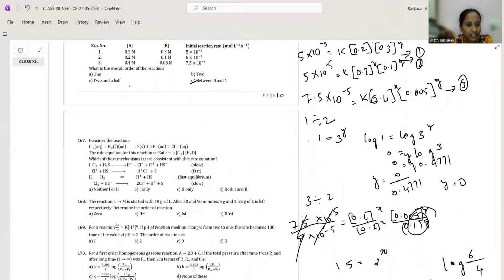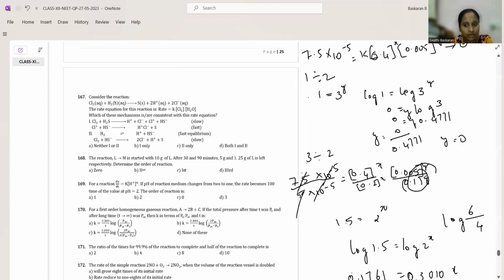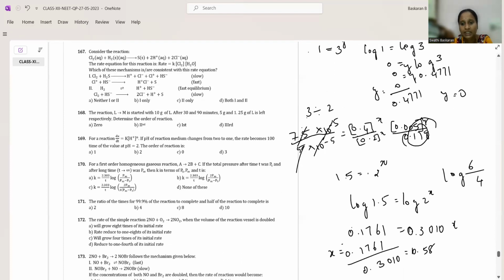Next one. Hope you understood this. If you have different bases and you want to find the value of the powers, then you have to apply log on both sides.